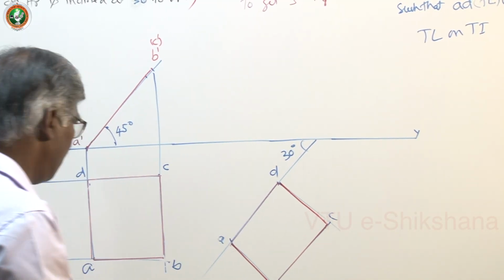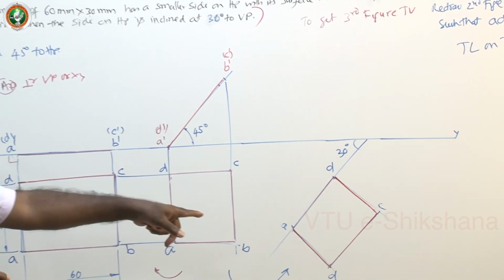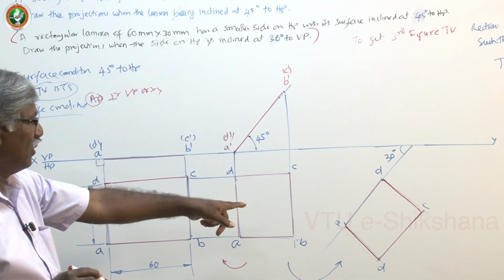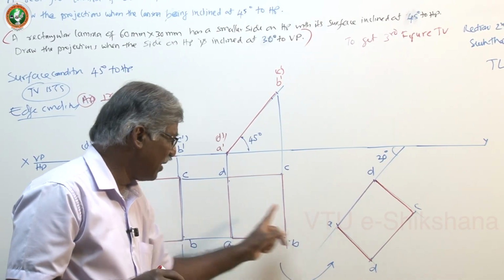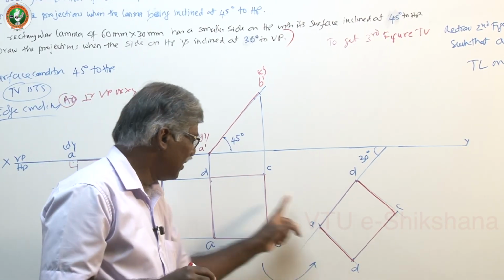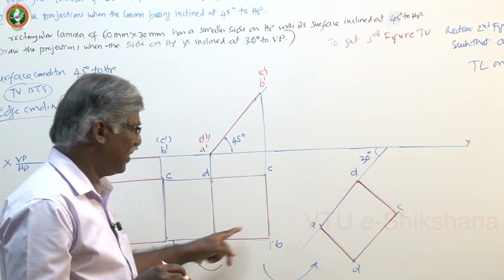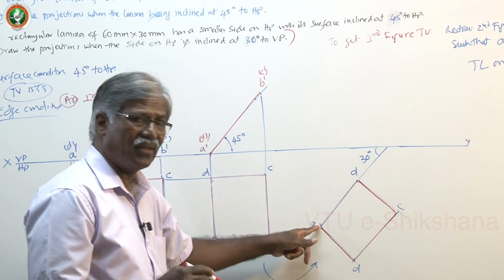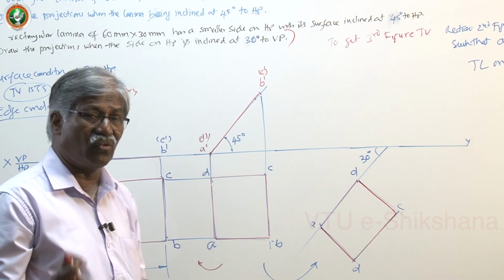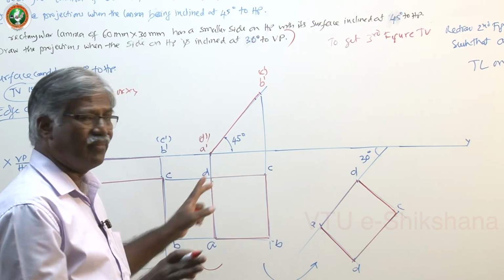Now this is the final top view. First figure top view, second figure top view, final top view. How to get it? Redraw this figure such that the edge on HP is on the 30-degree line. So this is true angle, true length. True length is always associated with true inclination. No beta business here.